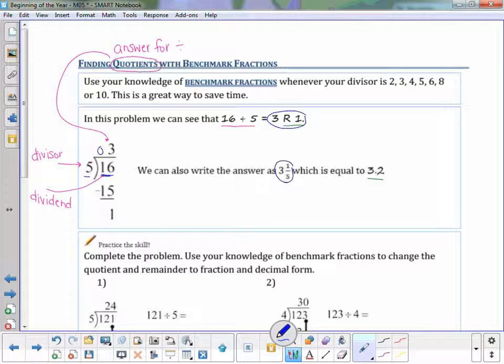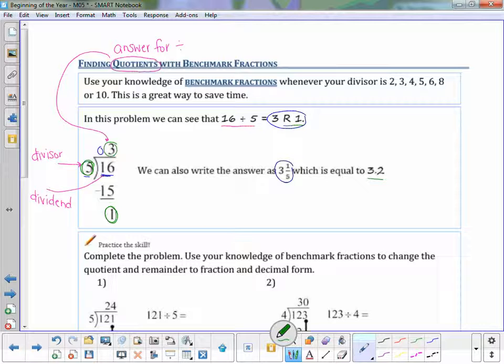Looking at our algorithm over here, I'm going to show you how we got that. We have 3, and then we have 1/5. This 1 piece divided between 5 people, so we have 3 1/5.